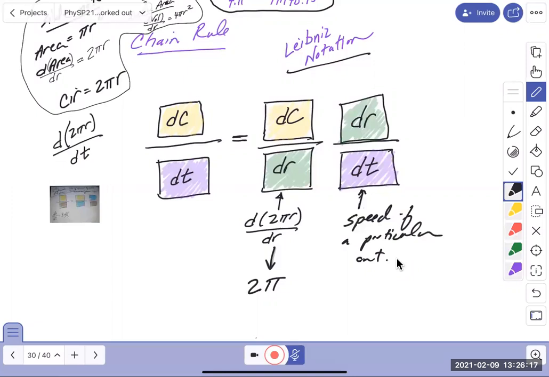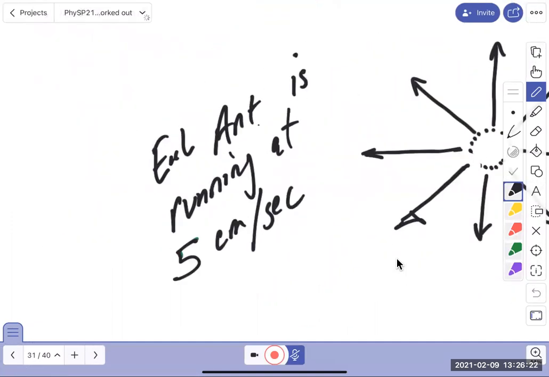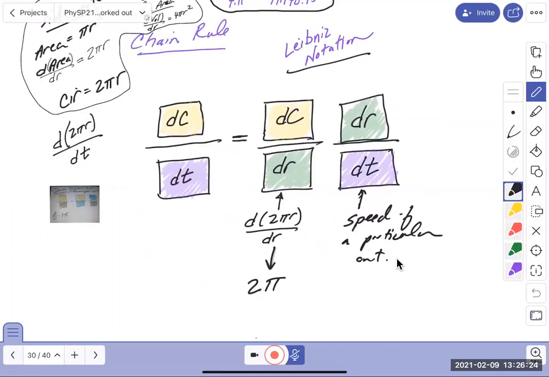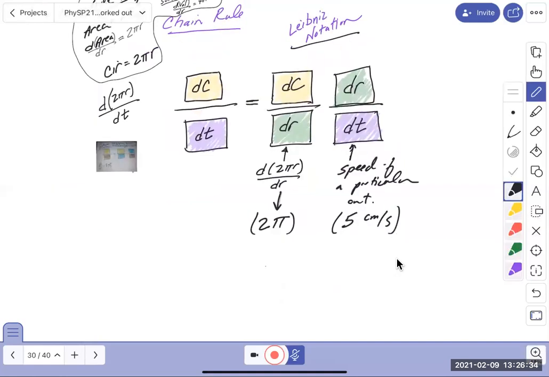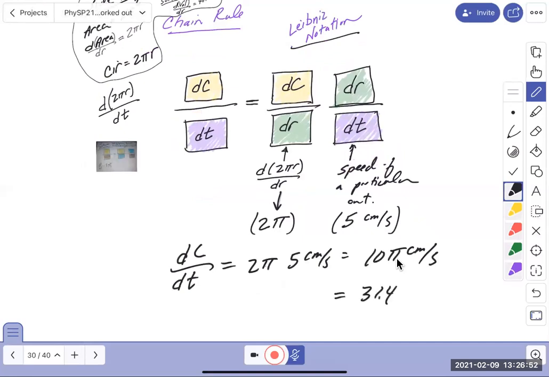But we know, we already talked about that, from this right here, we said it's 5 centimeters per second. So I'm just going to put 5 centimeters per second right in there. And so my answer, the rate at which the circumference is changing, dC/dt, is 2 pi times 5 centimeters per second, or 10 pi centimeters per second. So about 31.4 centimeters per second.